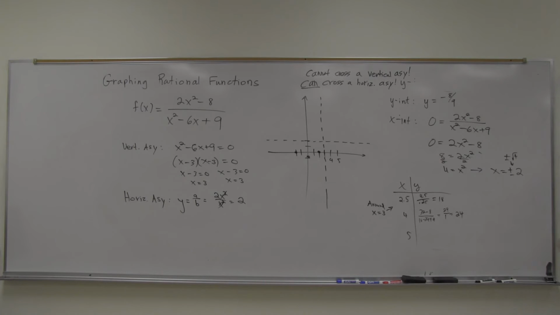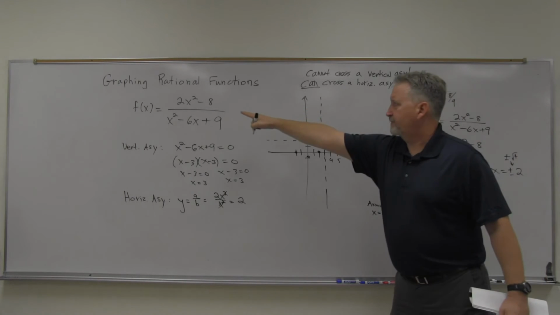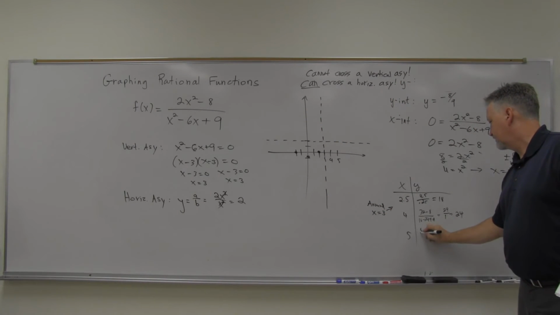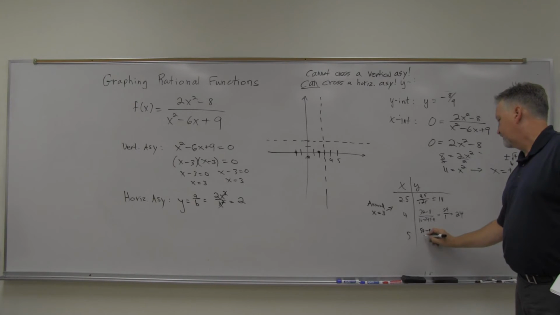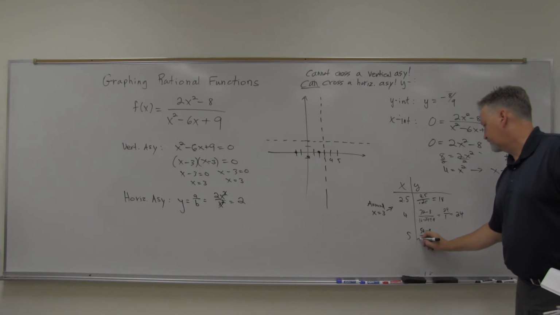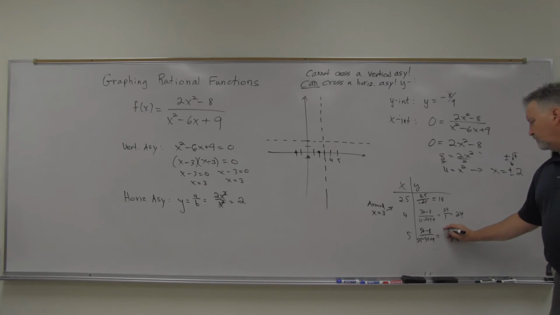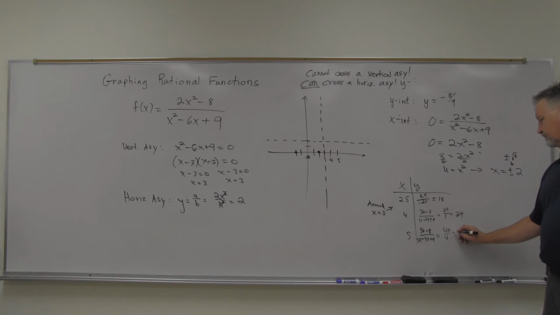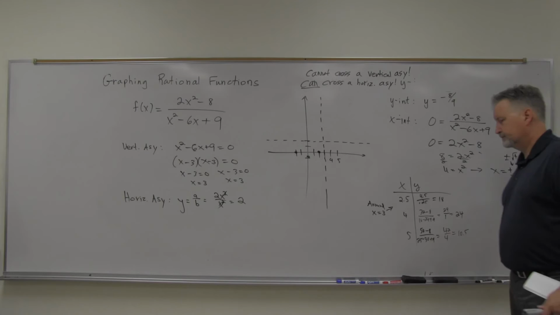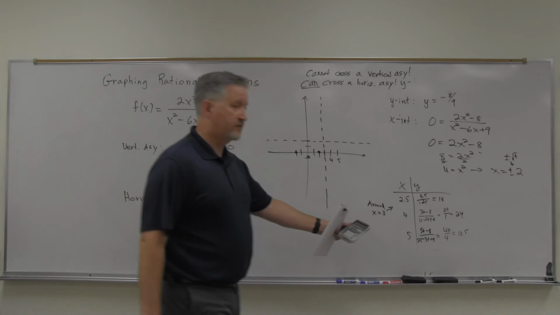And then at 5, we've got 2 times 5², that'll be 2 times 25, 50, minus 8, and then the bottom we have 25 minus 30 plus 9. That's 42 over 4, which is 10.5. Did I do those right?